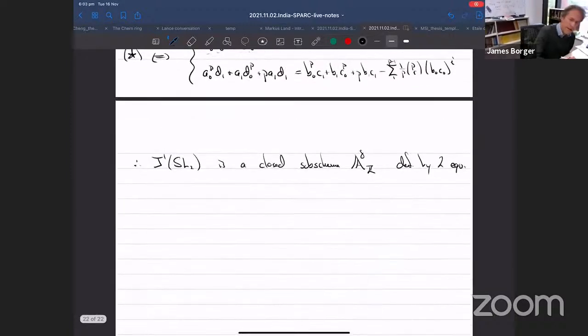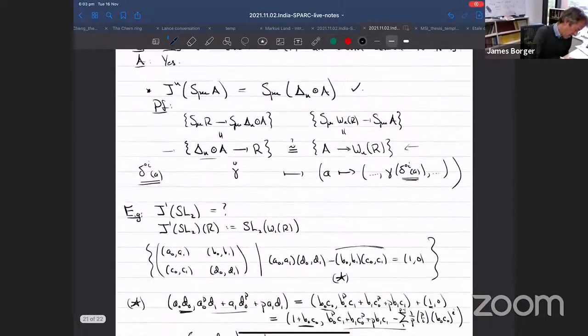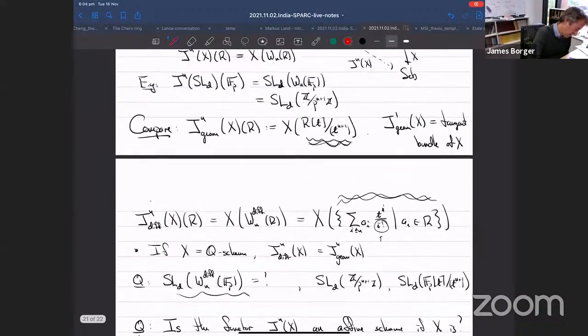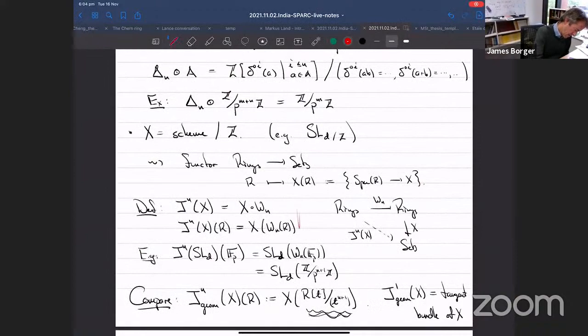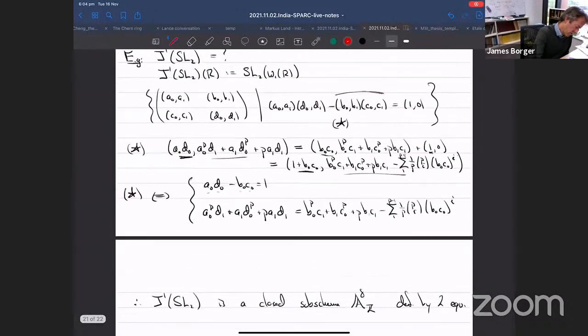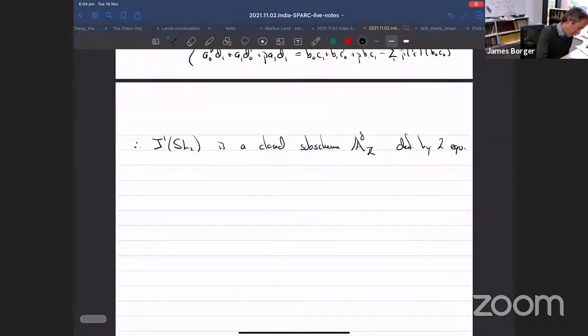Another way of thinking about this: in the computation I just did, I didn't use the observation I had here. I just expanded it straight from the definition way back up here. But alternatively, it's going to be the same thing, equivalently, we could have just computed delta 1 circle the usual coordinate ring of SL2.